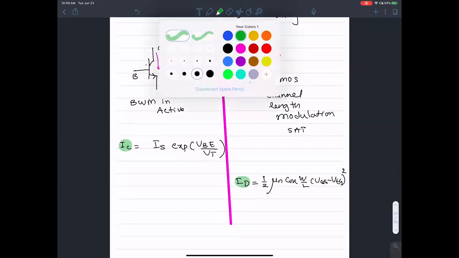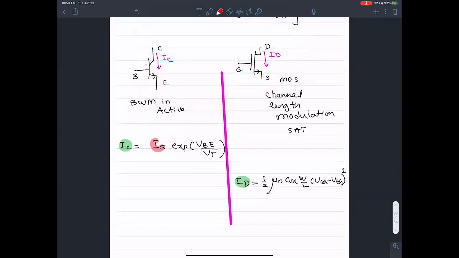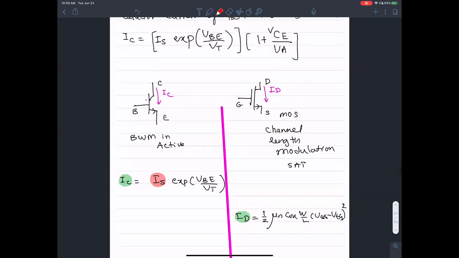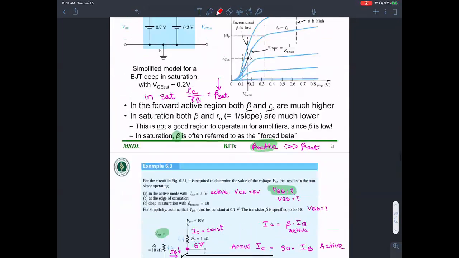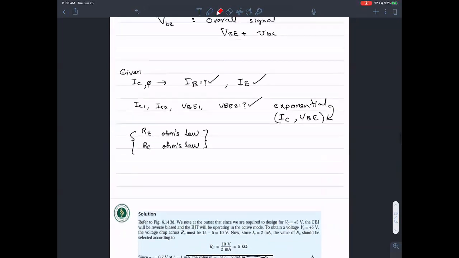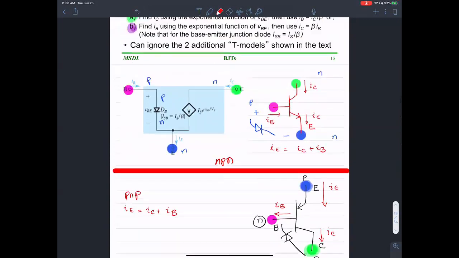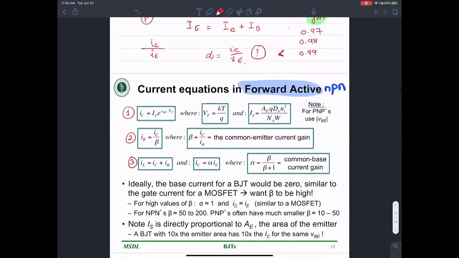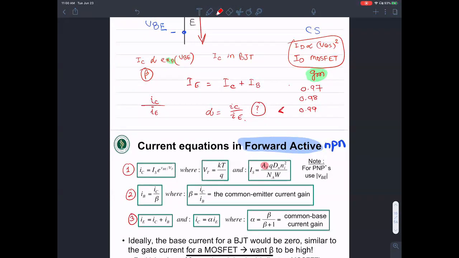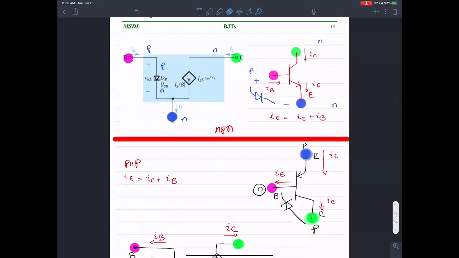Okay, now there is this term IS, which is a factor that is dependent on the underlying physics. There are a lot of terms that determine IS, including the area of the BJT junction, including the dopant concentration, intrinsic dopant concentration right here. See, there's area, there is intrinsic dopant concentration, there's the width, and so on and so forth. There's a bunch of parameters, the underlying physics, that determines IS.